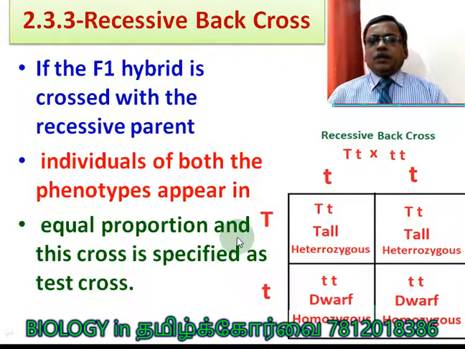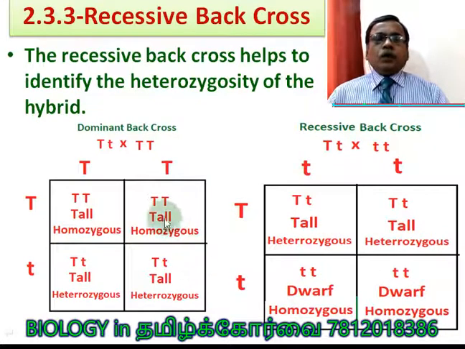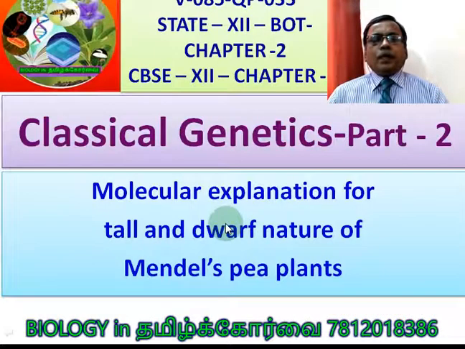Recessive backcross is what I told you already, a type of test cross. Understand? Because we are able to understand the nature of this unknown genotype. Here we are able to get a 1:1 ratio, which means 50% tall plants and 50% dwarf plants. Tall and dwarf appear in equal proportion, and this cross is specified as a test cross. So I have given both the dominant backcross and the recessive backcross here.